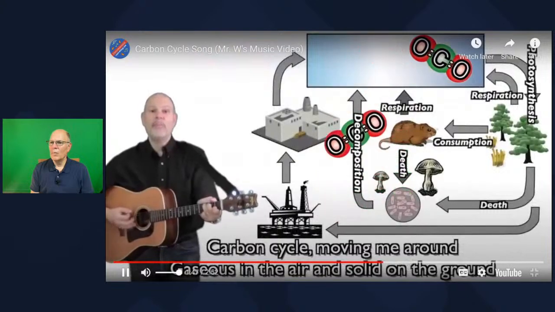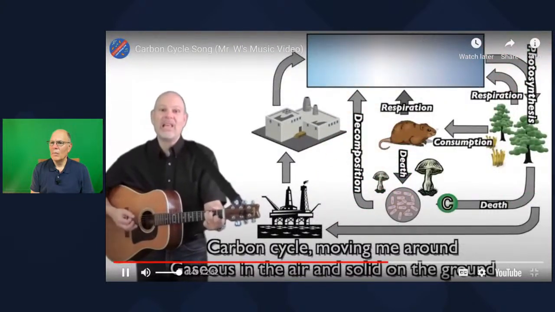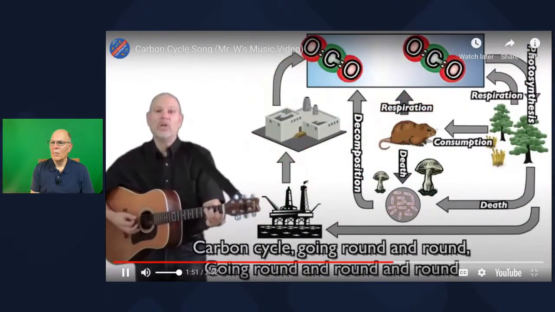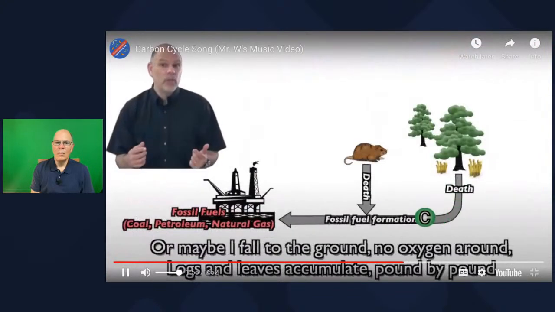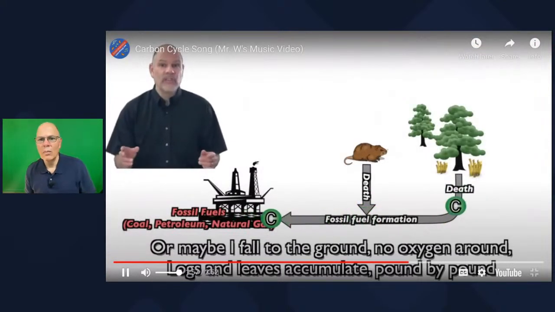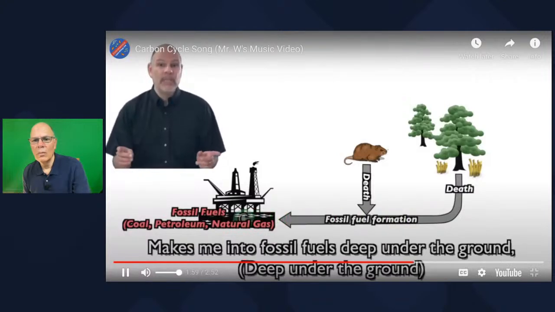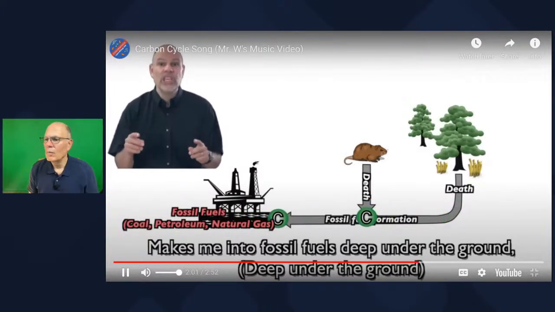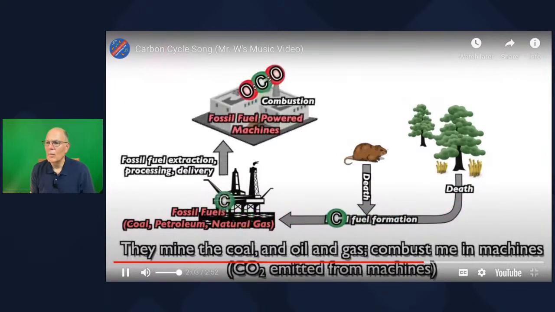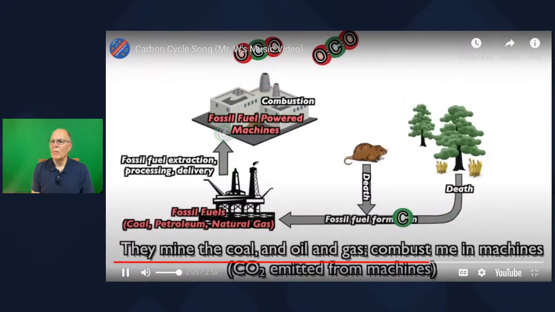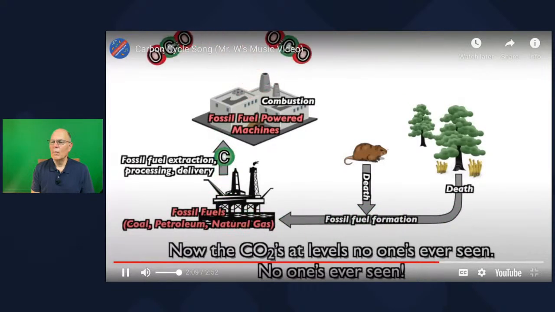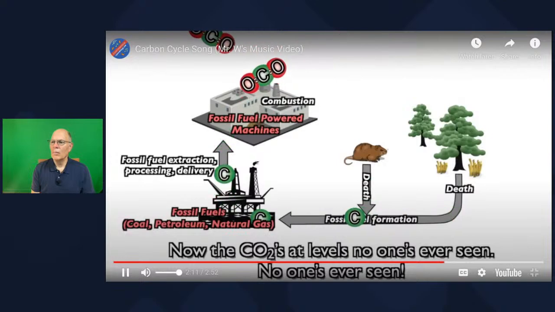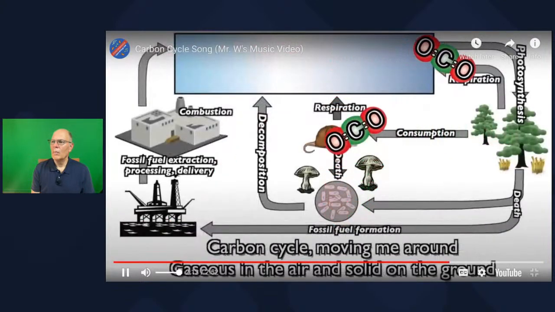Carbon cycle moving me around, gaseous in the air and solid on the ground. Carbon cycle going round and round. Or maybe I fall to the ground, no oxygen around. Lots of things accumulate pound by pound. Makes me into fossil fuels deep under the ground. You mine the coal and oil and gas, combust me in machines. CO2 emitted from machines. Now the CO2's at levels no one's ever seen.